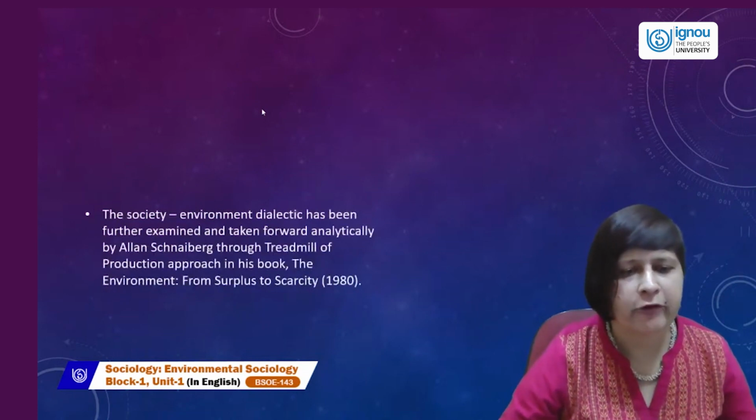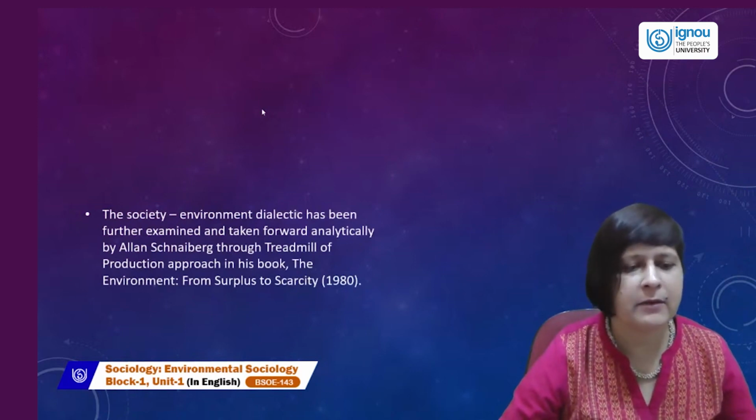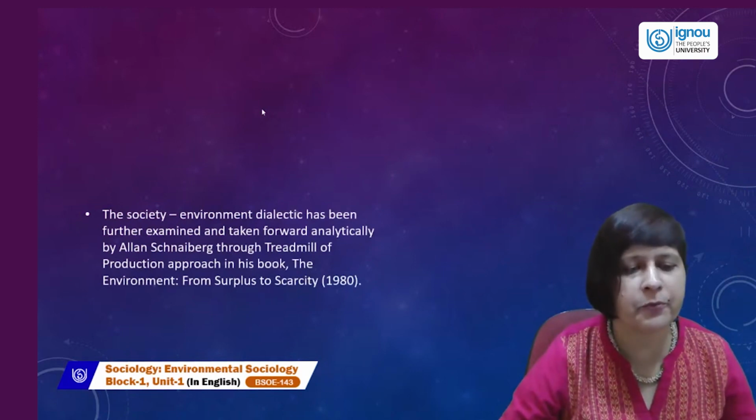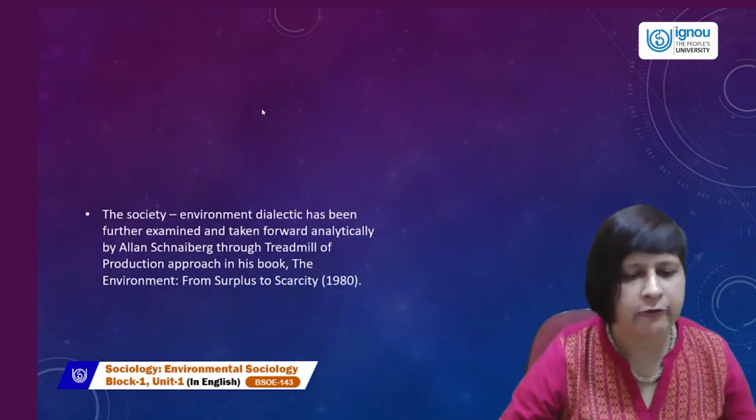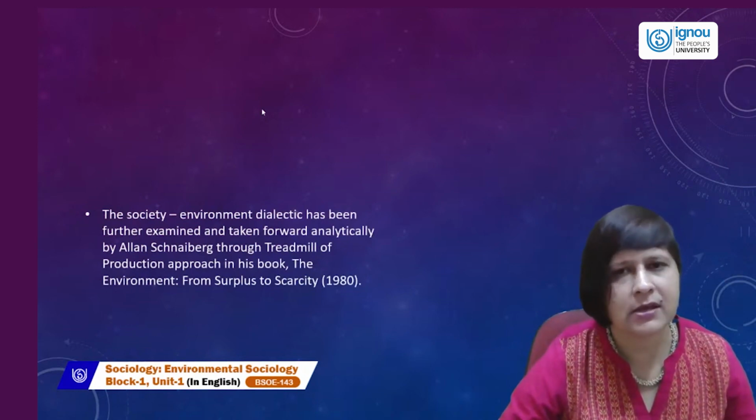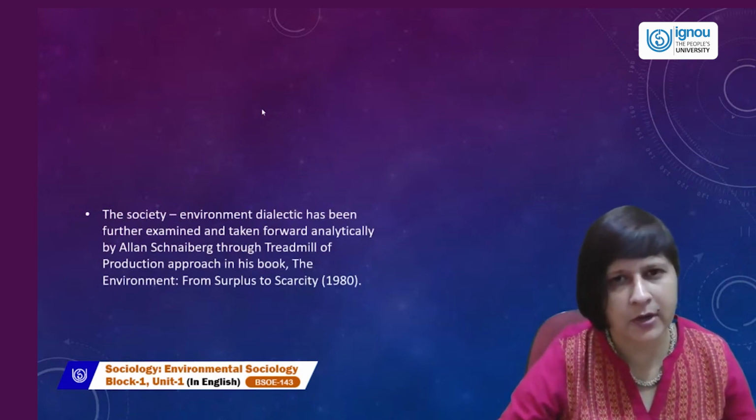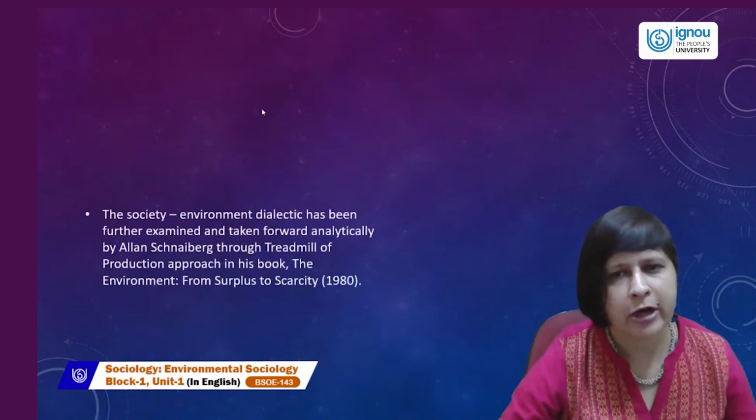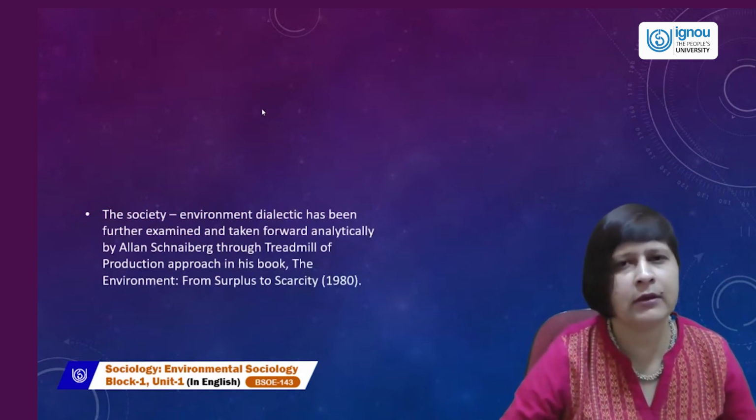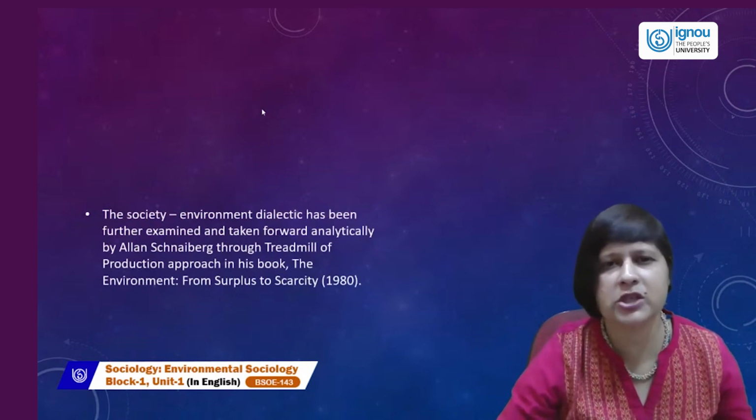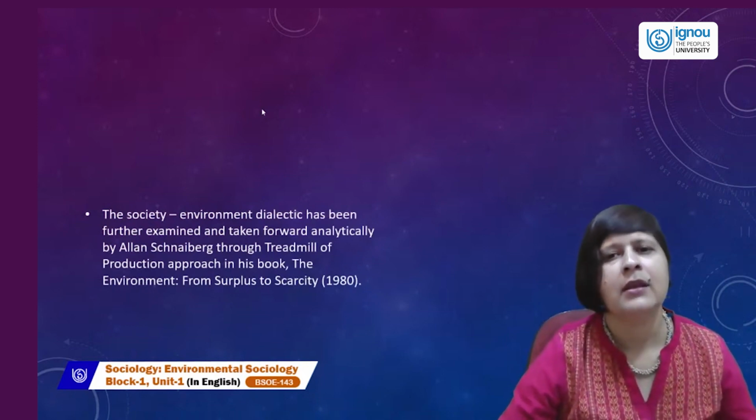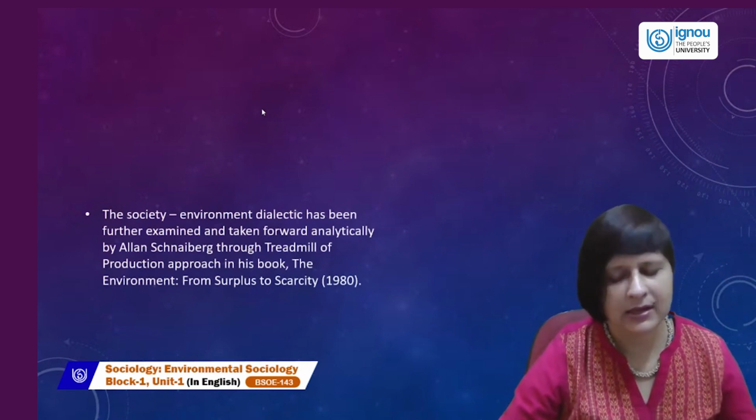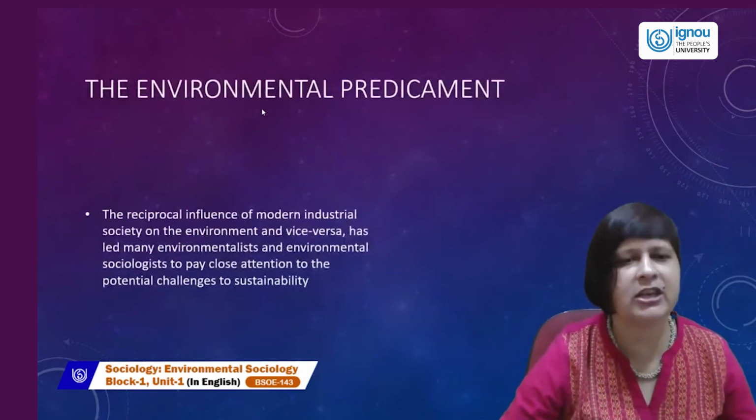And the society-environment dialectic has been further examined and taken forward analytically by Alan Schnaiberg through the treadmill of production approach in his book The Environment: From Surplus to Scarcity in 1980. According to him, the government should play an important role between economic development and environment sustenance, and the various positions the government takes depend on the conditions of the society as well as requirements of the government.